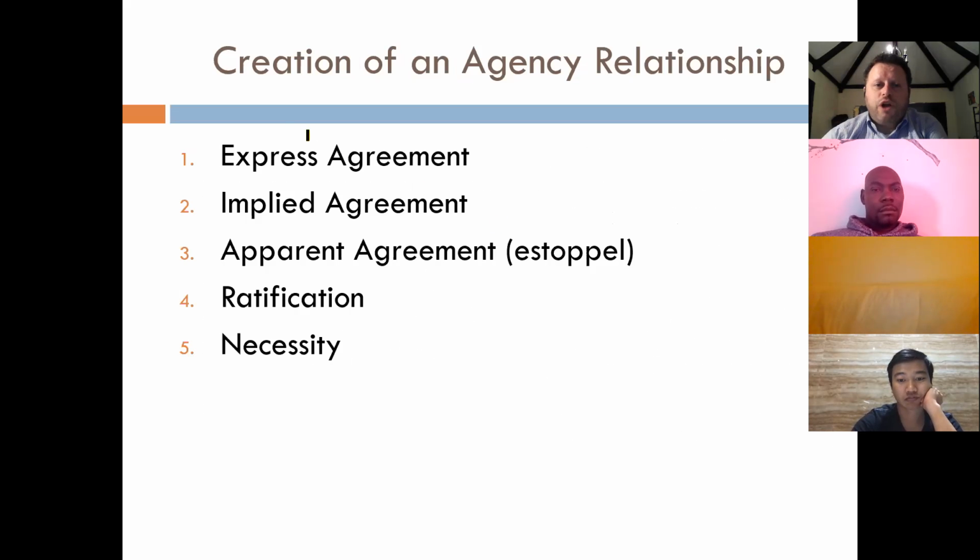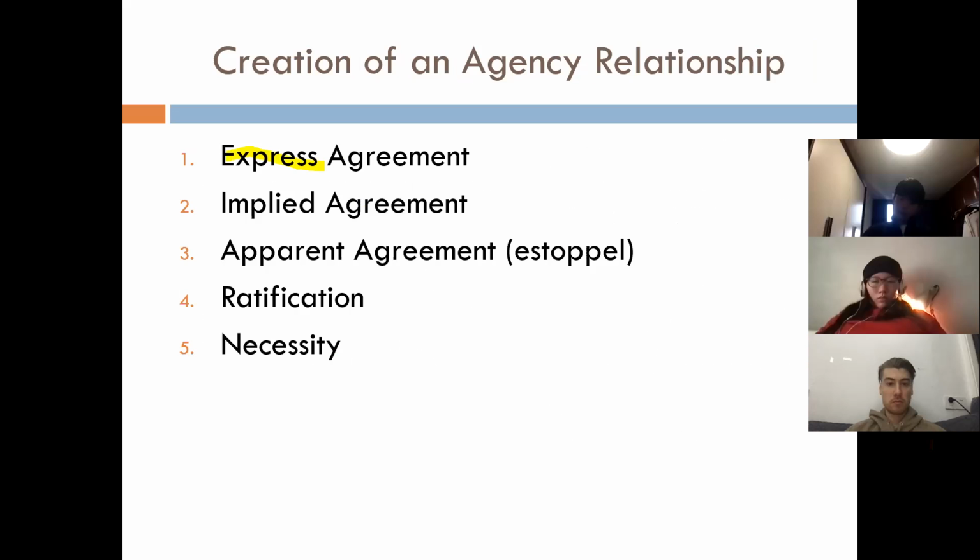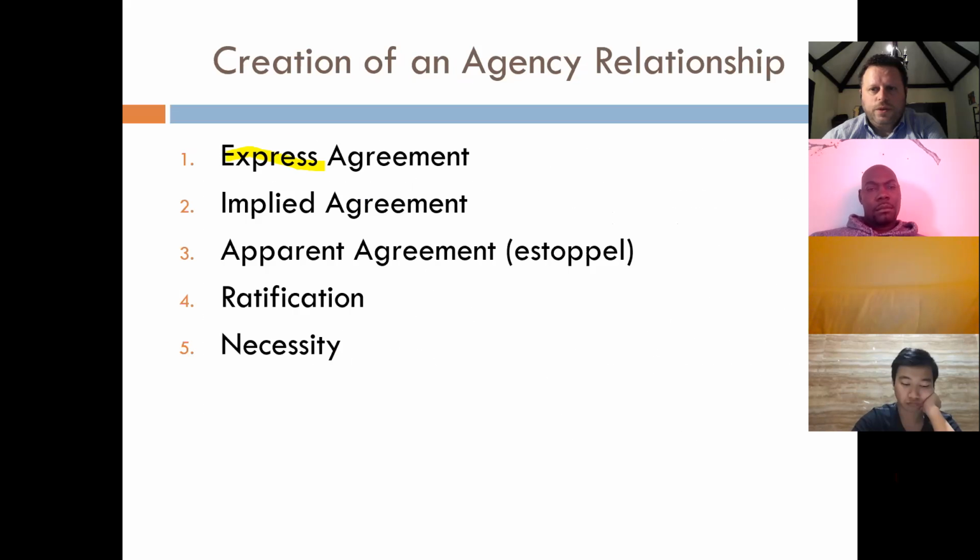Was it express? Express is where you tell someone, I want you to be my agent. Did he do that? No. What about implied? Yes. So what does implied mean?